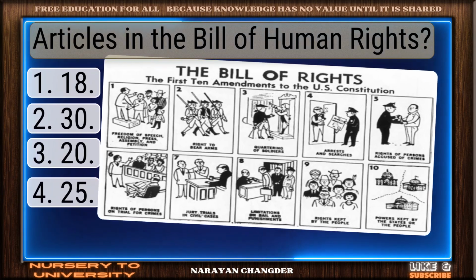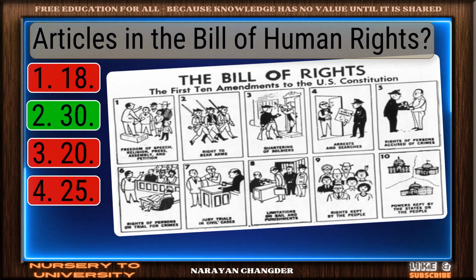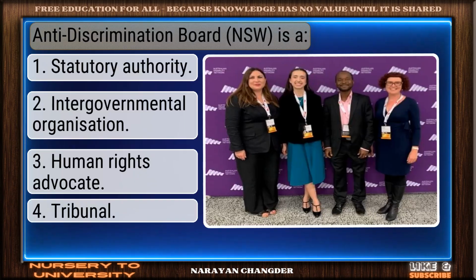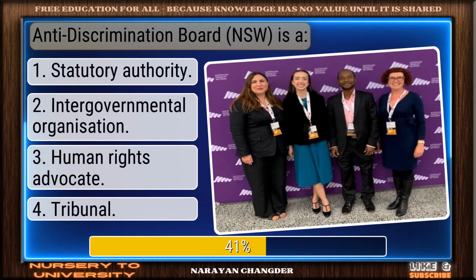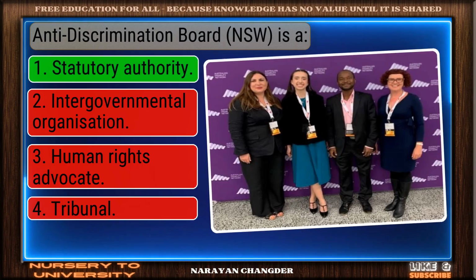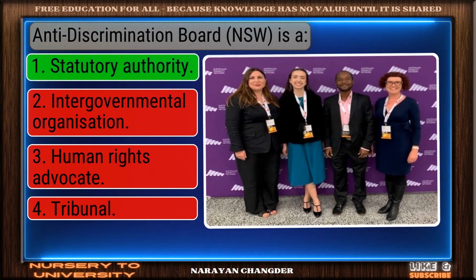Articles in the Bill of Human Rights. Right again, 30 is a valid answer. Anti-Discrimination Board is a smart move. Statutory authority is an accurate answer.